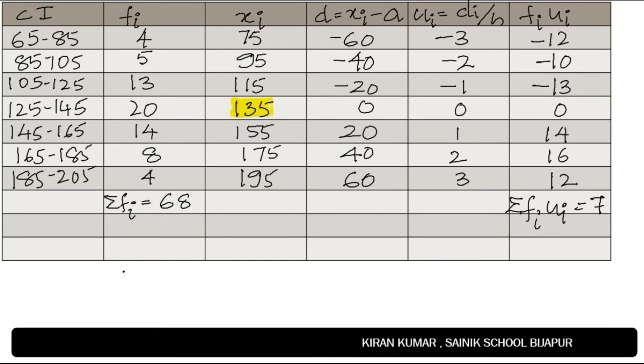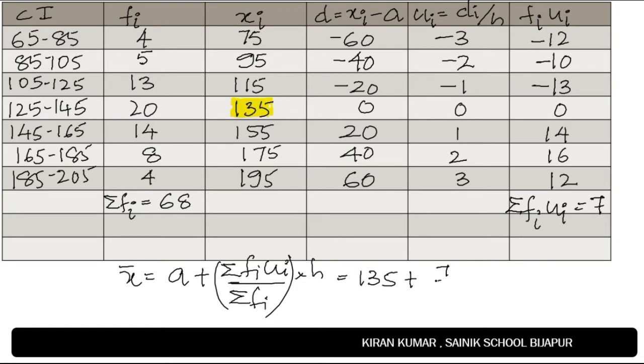Now we'll make use of the formula x bar equal to assumed mean plus sigma fi ui divided by sigma fi, this particular term multiplied with h. So 135 plus 7 upon the total fi, which is 68, to be multiplied with 20, we get the result as 137.058. Now we have found the mean of the given data. Now we will be finding the mode.